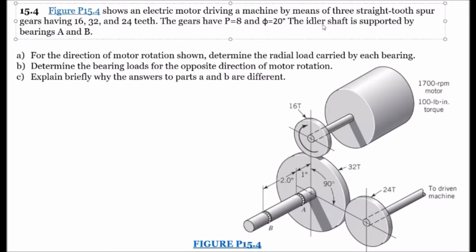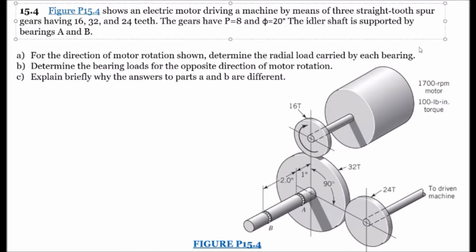We know that the idler shaft is supported by bearings A and B. Now if we come down to our diagram here, we can see bearings A and B. We have dimensions of these here, where bearing A is 1 inch off the surface plate of our idler, and bearing B is 2 inches away from bearing A. Now if we look at this diagram, we can also see that our motor rotates at 1700 RPM, and we know that it has a torque of 100 pound-inches.